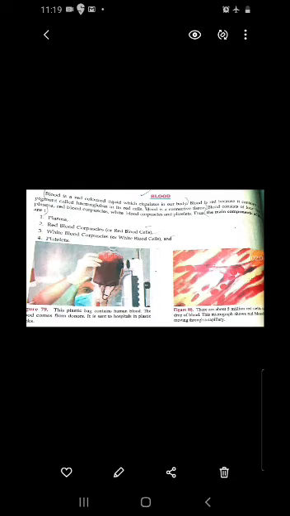Blood is a reddish colored liquid which circulates in our body, and the main components are plasma, RBCs, that is red blood cells, then white blood cells and the platelets. RBCs have the hemoglobin which helps in the transportation. WBCs help in killing the germs. Plasma is the liquid part of the blood, and the platelets help in the clotting of the blood. So these are four parts.